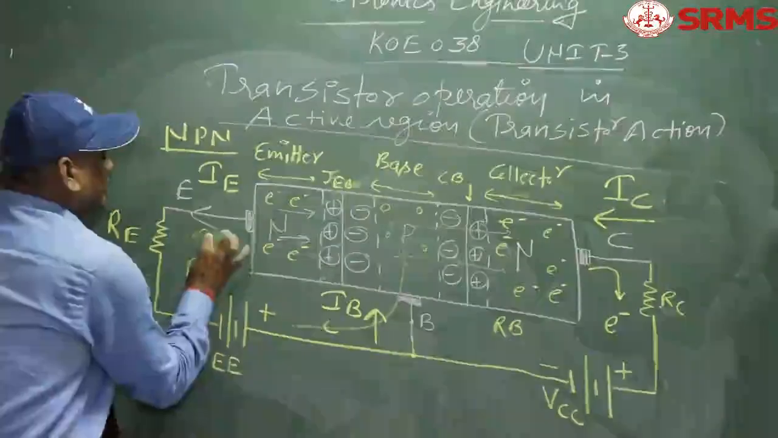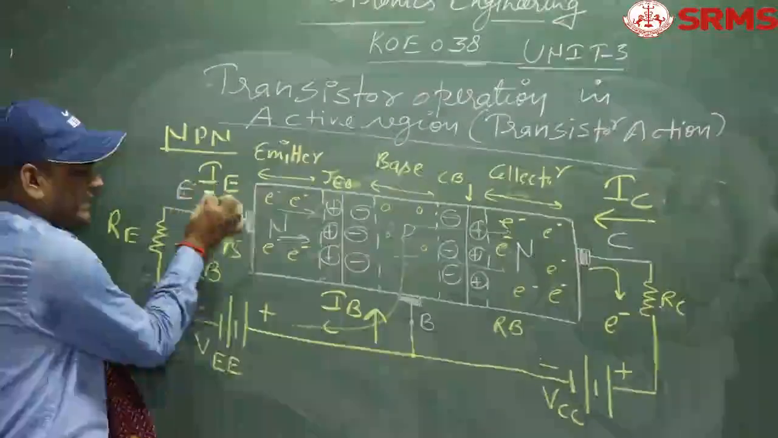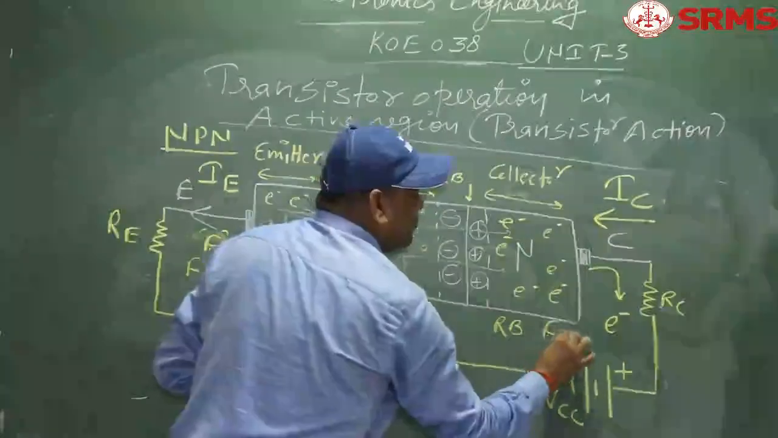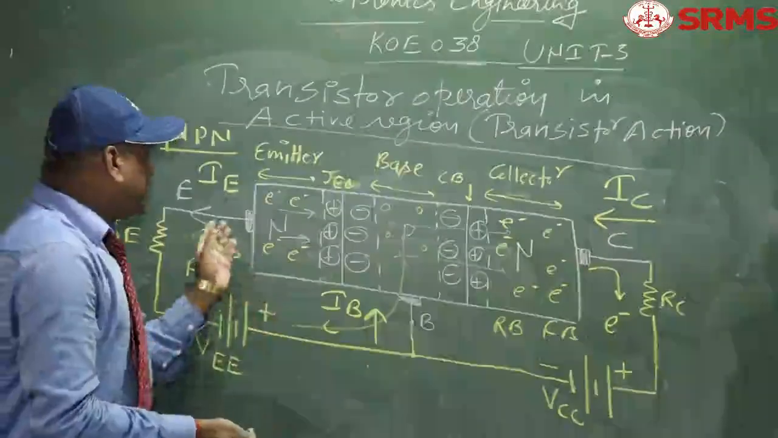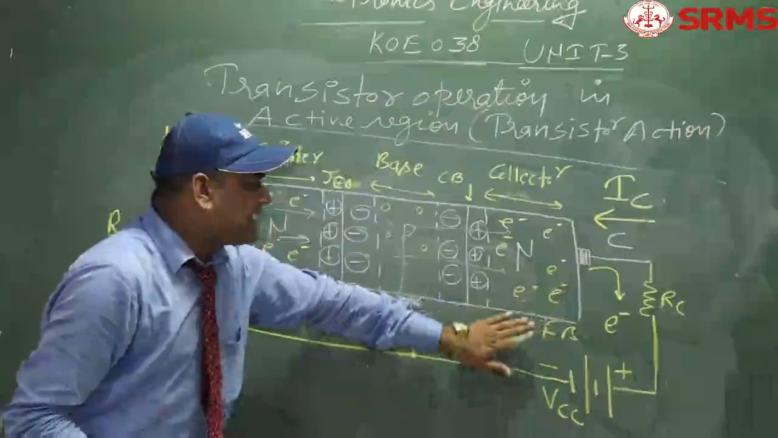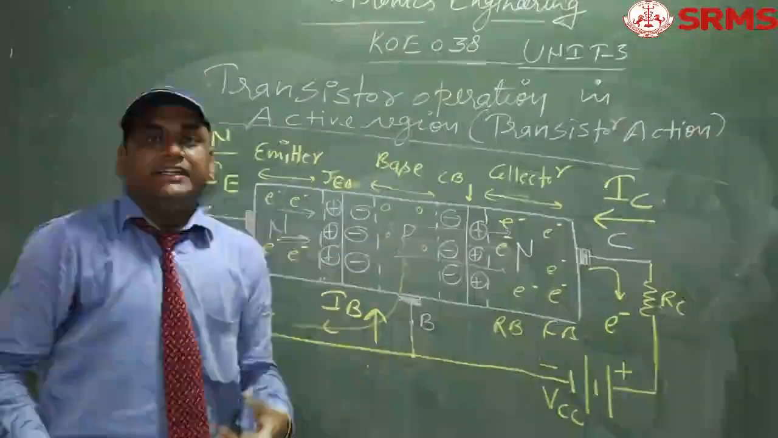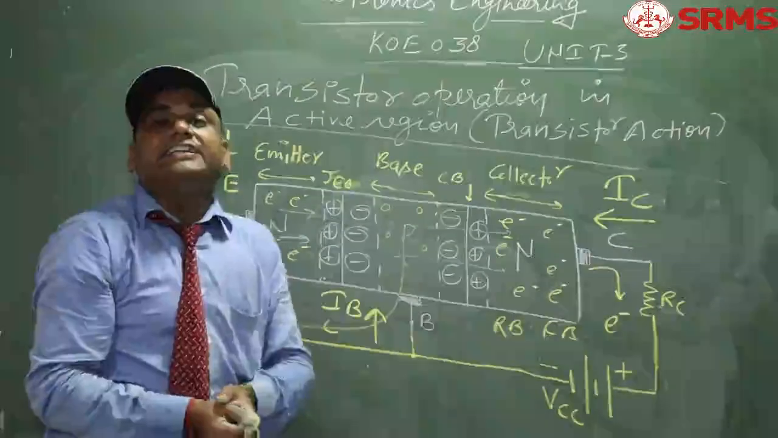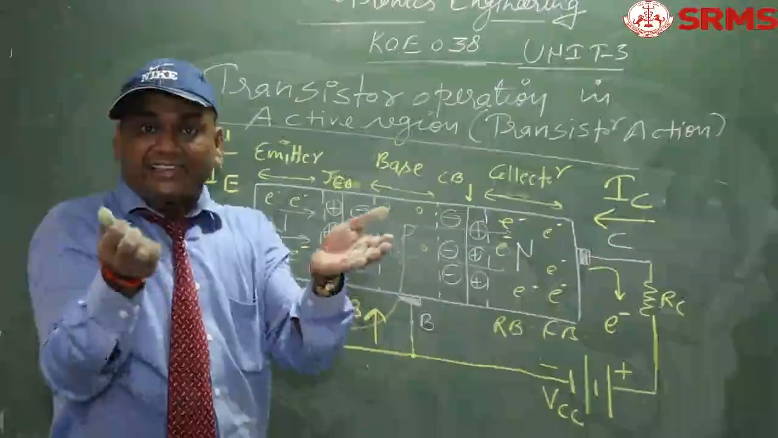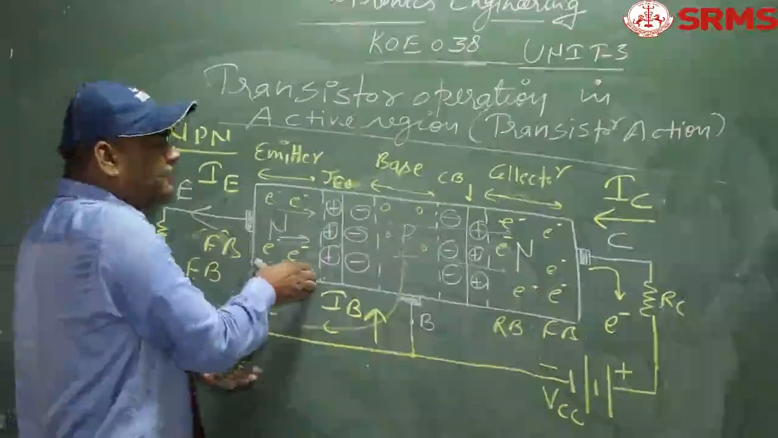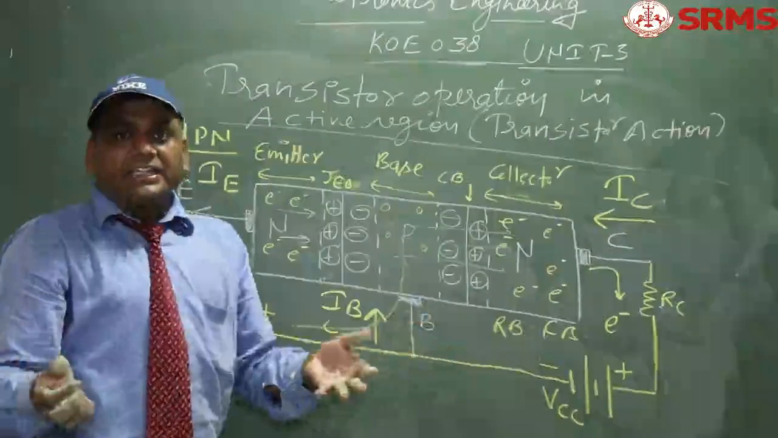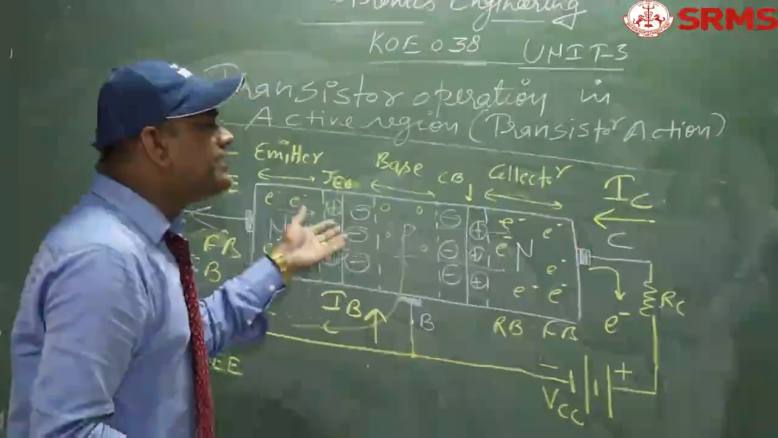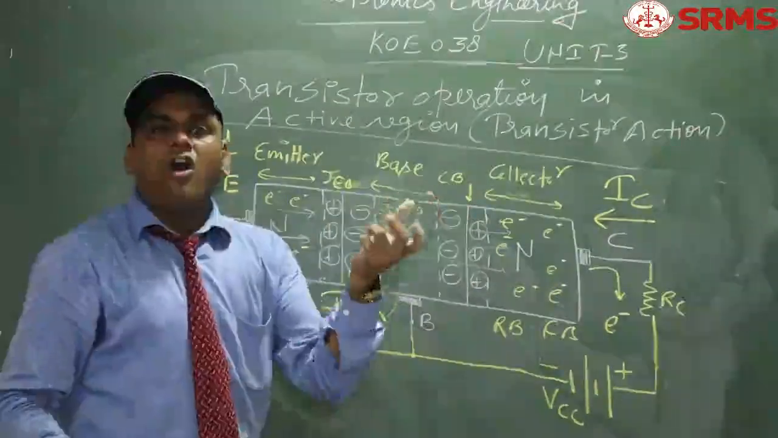Now, if the emitter-base junction is forward biased and the collector-base junction is also forward biased, if both junctions are forward biased, this is defined as the saturation region and the entire circuit is short circuit. The entire transistor is short circuit because this is forward bias and this is forward bias. The transistor is short circuit and this is defined as the saturation region, the transistor is on.